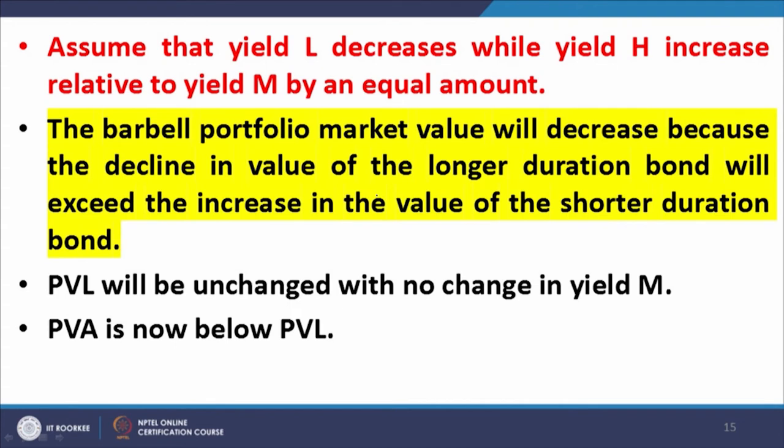So, what happens in this case? Assume that the yield L decreases while yield H increases relative to yield M by an equal amount. For the purpose of illustration, we assume that the YTM of L decreases and the YTM of H increases by the same amount, whereas the YTM of M remains unchanged. Now, what will happen? Because the yield of L has decreased, the low duration, low maturity part of the barbell has a lower yield. Therefore, its price will increase.